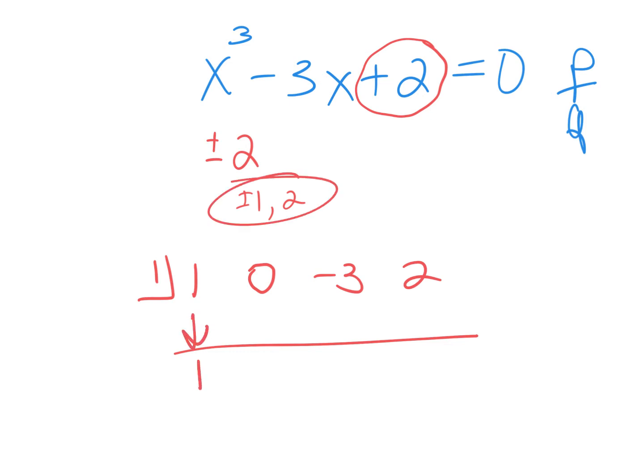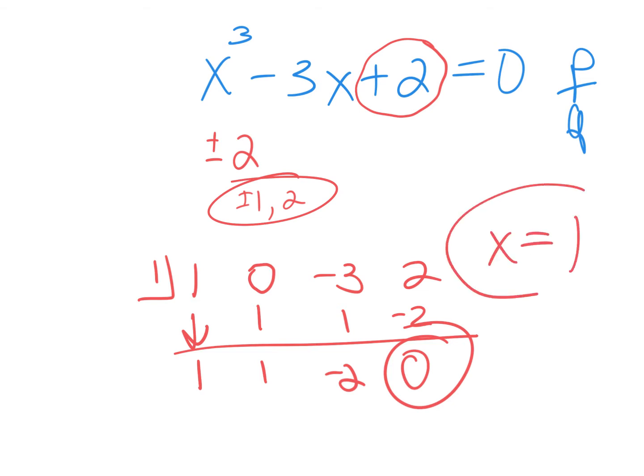Bring down your 1. 1 times 1 is 1. 0 plus 1 is 1, right? 1 times 1 is 1. Negative 3 plus 1 is negative 2. What's negative 2 times 1? Negative 2. What's 2 and negative 2? 0. What did you guys just prove? That one of your zeros, x equals what? 1. You just found out that x equals 1.